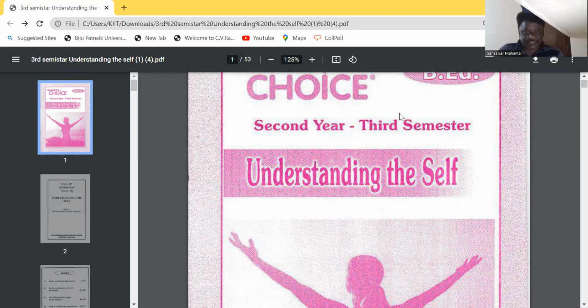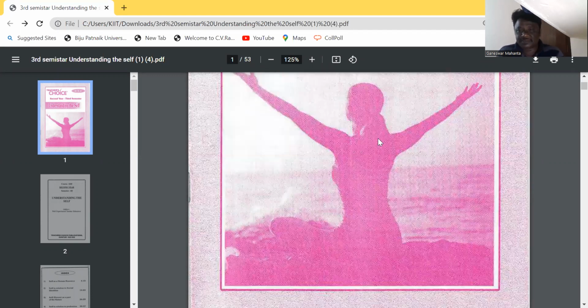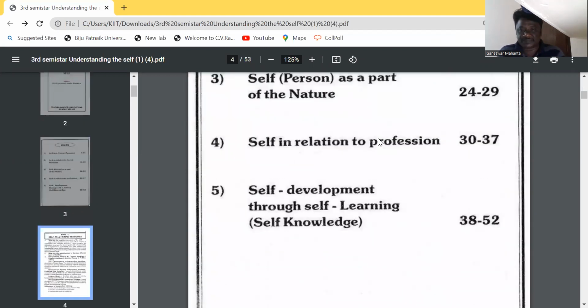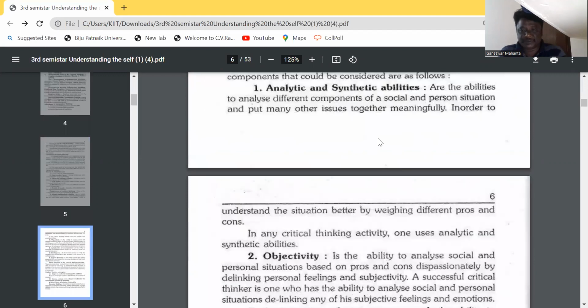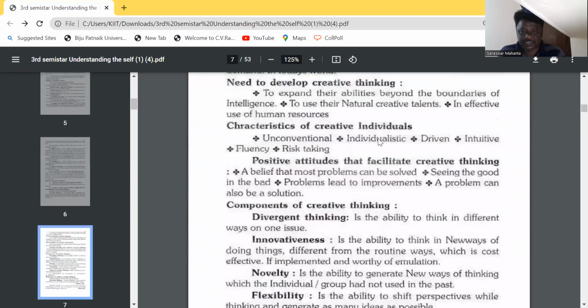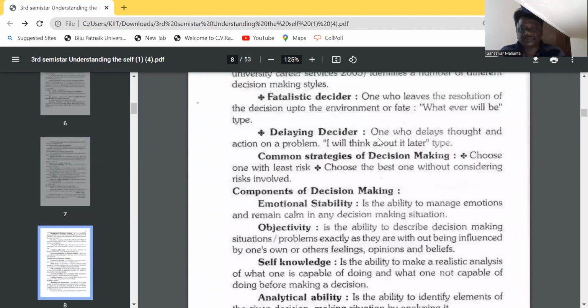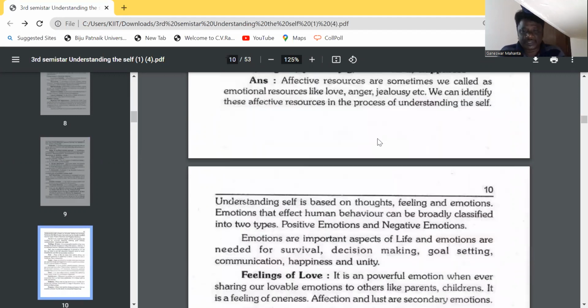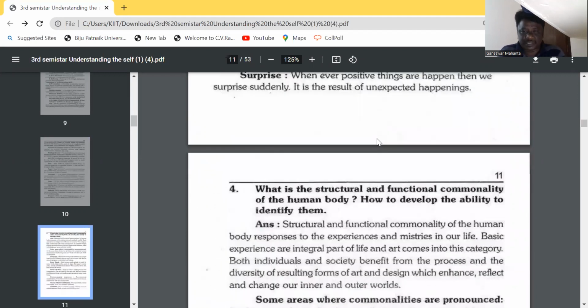Today I'll discuss understanding the self, which is part of the second year, third semester courses of B.Ed. This belongs to unit one, and I have discussed other things in the previous class also. Today I will discuss another question.